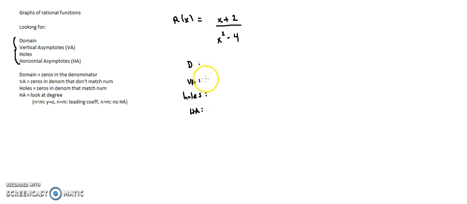Okay, so let's go ahead and write those down. Remember, for the domain, we're looking for zeros in the denominator. So our domain is going to be everything except for zeros in the denominator. Remember, to see the zeros, we really want to factor. The top is already factored. The bottom is the difference of two squares, so it's going to factor as x plus 2, x minus 2. So we can see our zeros in the denominator are going to be negative 2 and positive 2. So x is everything except for negative 2 and positive 2.